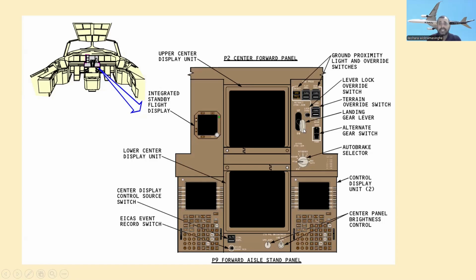And this is the landing gear lever, this is the alternate gear switch, and this is the terrain override switch, the lever lock override switch. If the lever is locked, you can override it through this switch. These are the ground proximity light and override switches.